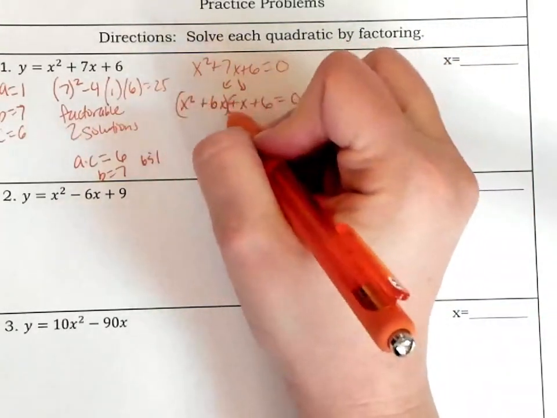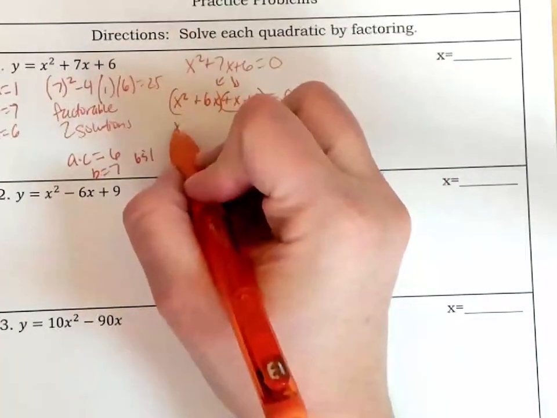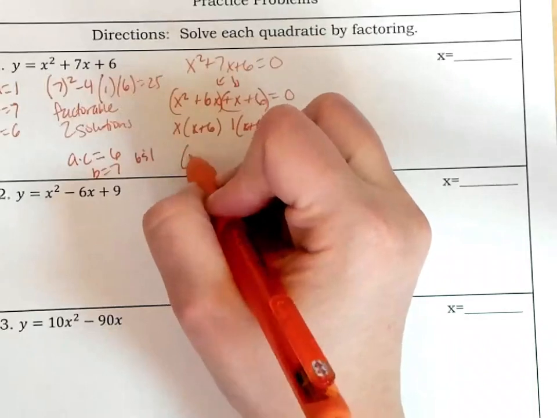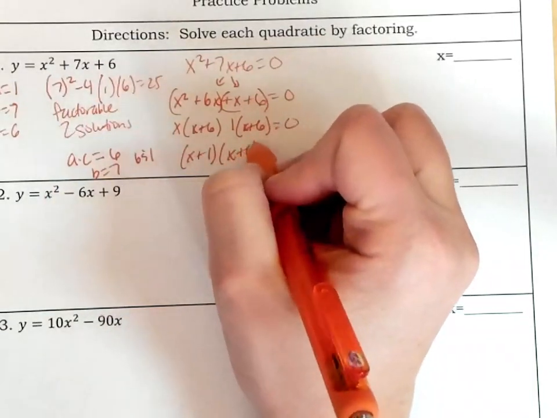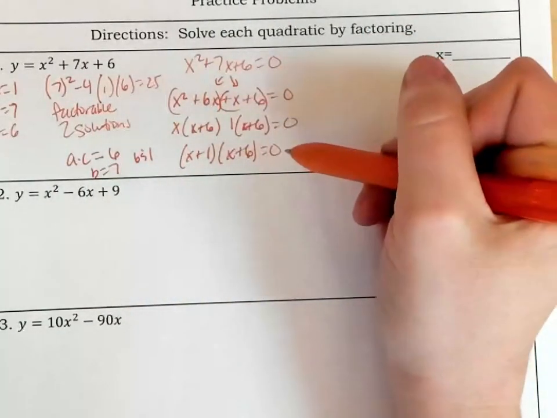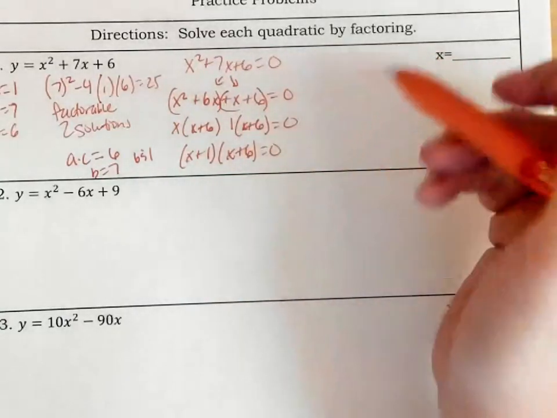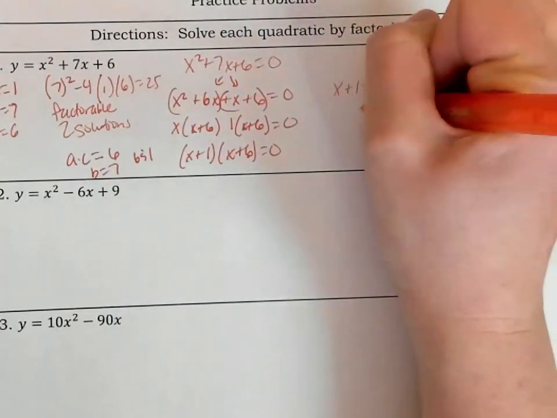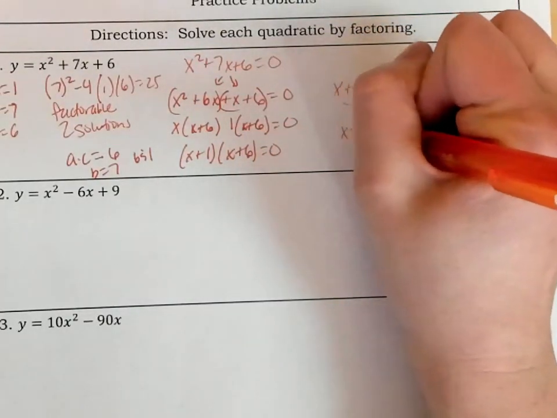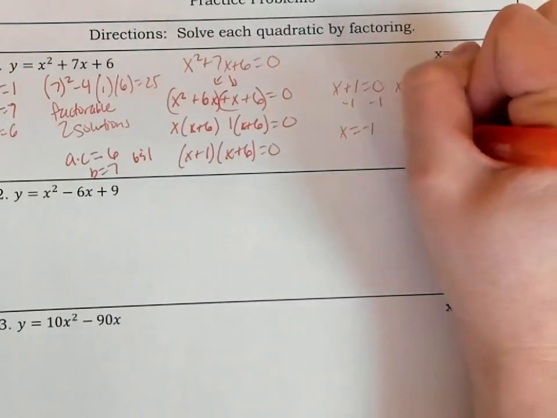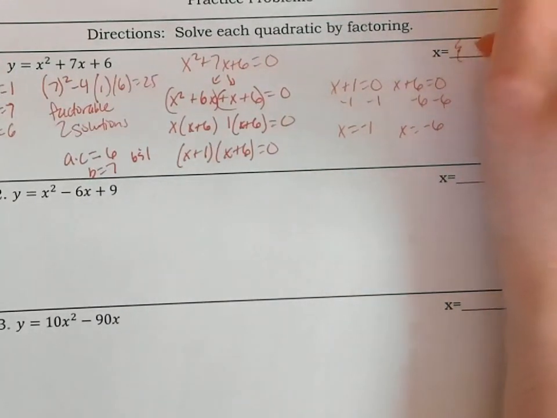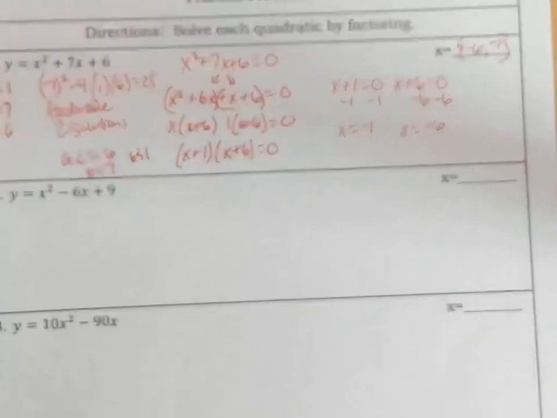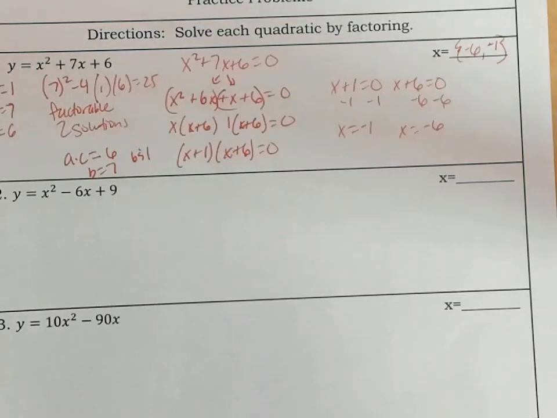I'm going to go ahead and group these, pull out my greatest common factor. And factored, I have x plus 1 and I have x plus 6. Now that it's factored, I'm going to set each of these factors equal to 0 and solve. So I have x plus 1 is equal to 0 and x plus 6 is equal to 0. I'm going to subtract the 1 and I get x is negative 1. I'm going to subtract the 6 and I get x is negative 6. And so my final answer here, my parabola is going to cross the x-axis at negative 6 and negative 1.